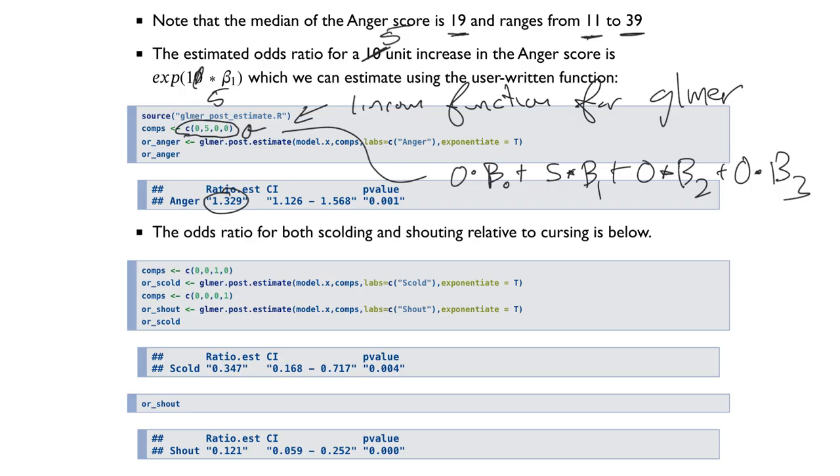Likewise, I can just do it for the scolding, and I can do it for the shouting, and I get scolding as an odds ratio of 0.347, meaning there's a significant reduction in a response if you're scolded relative to cursing on whatever little video they're showing, and even more so shouting versus cursing. So it seems like shouting's less stressful or anger-inducing, or, again, I couldn't find anything about the study, but it was convenient for this class. So I'm not sure what it is.